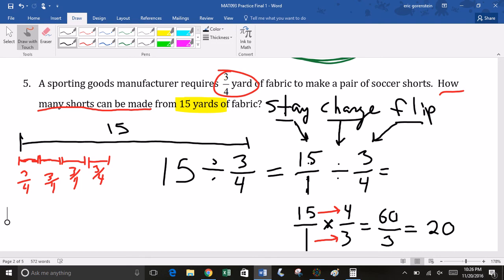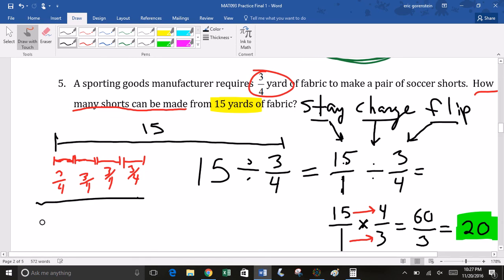So we have a total of 20 possible pairs of shorts. I'll say this is the final answer. And again, we could double check this by making sure 20 pairs of shorts indeed gives us 15 yards.